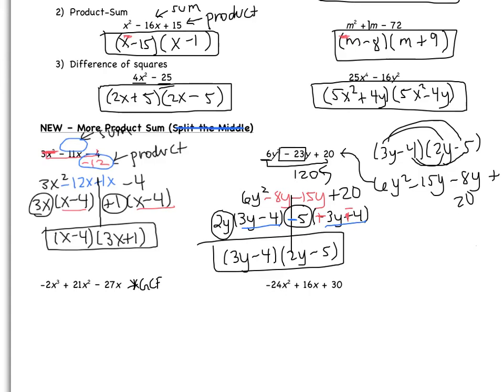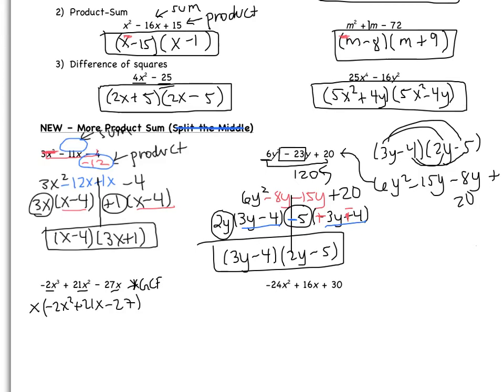Okay, so the GCF in this case, I have x cubed, x squared, and x. So I'm going to factor out an x. Then I have -2, 21, and -27. Those do not have any common number that I can factor out. So I'm left with -2x squared, add 21x, subtract 27.